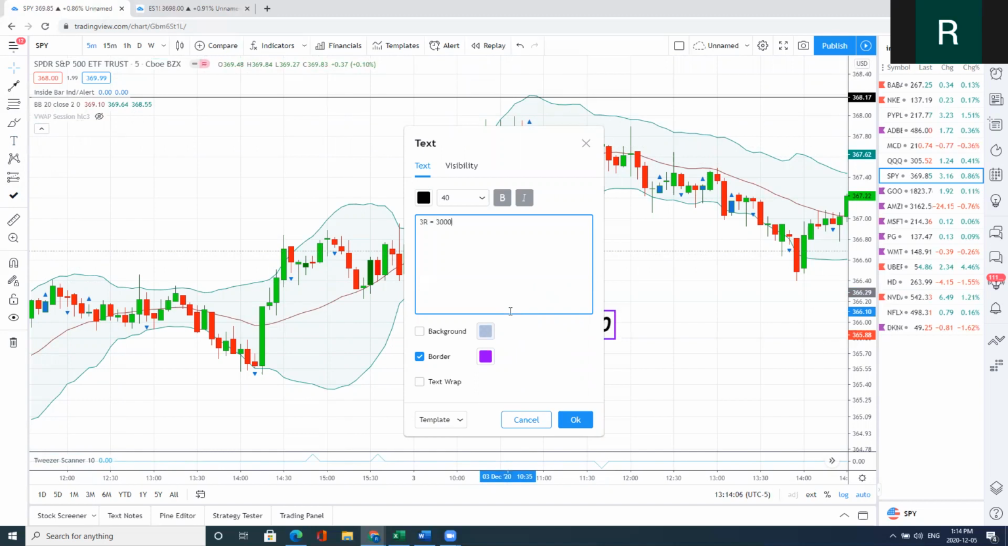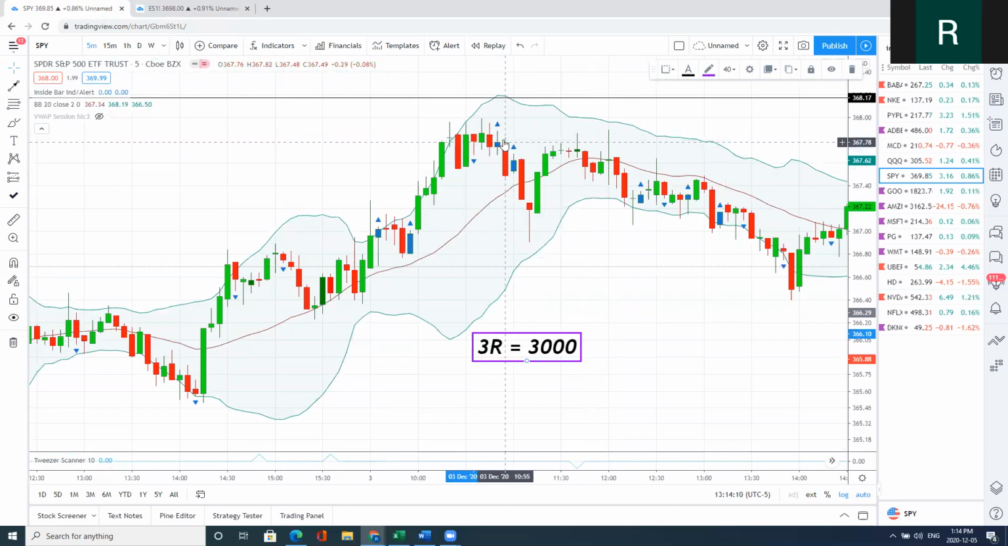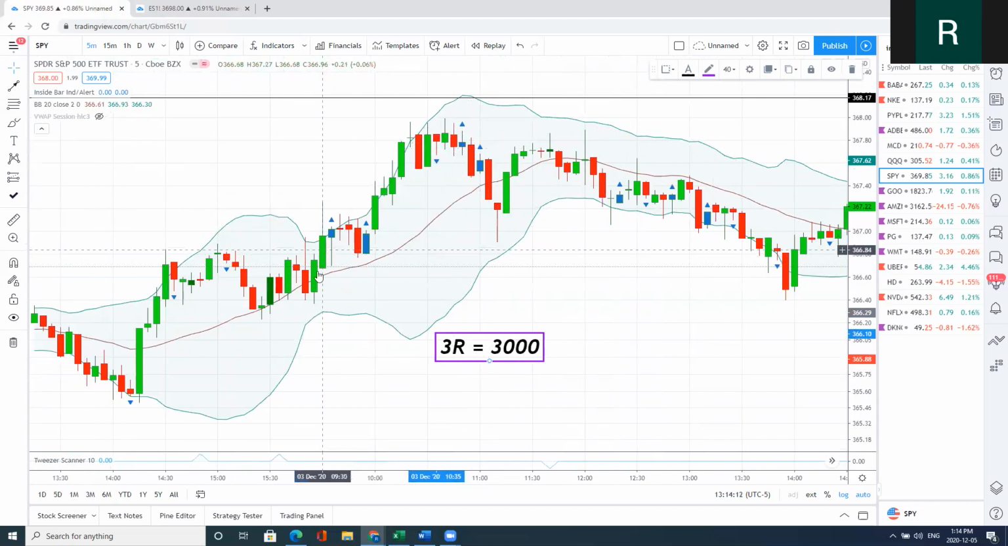3R equals 3,000. Okay. And that's it. I'm done over there. I did actually take another short inside bar here because after we had this push up. So once we have this leg, I know that in the afternoon that we're likely to reverse, right? So we had this push up.